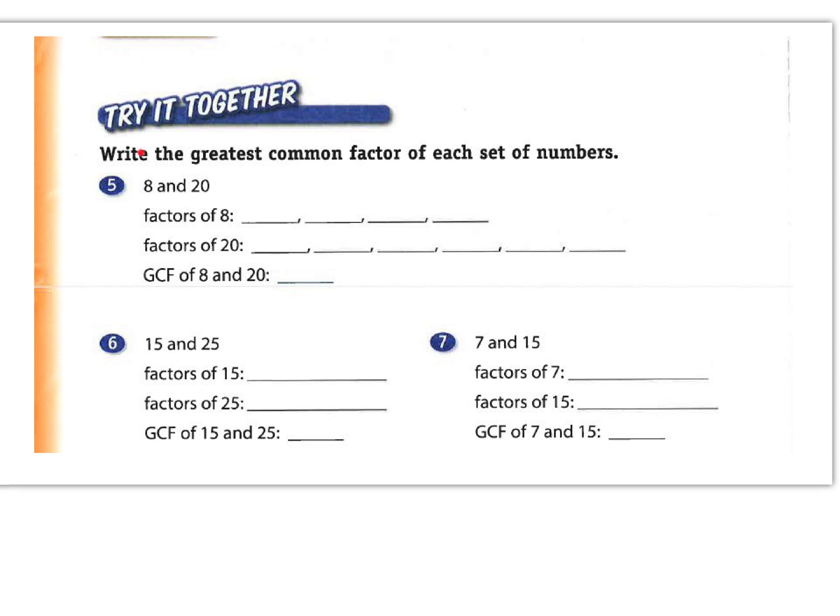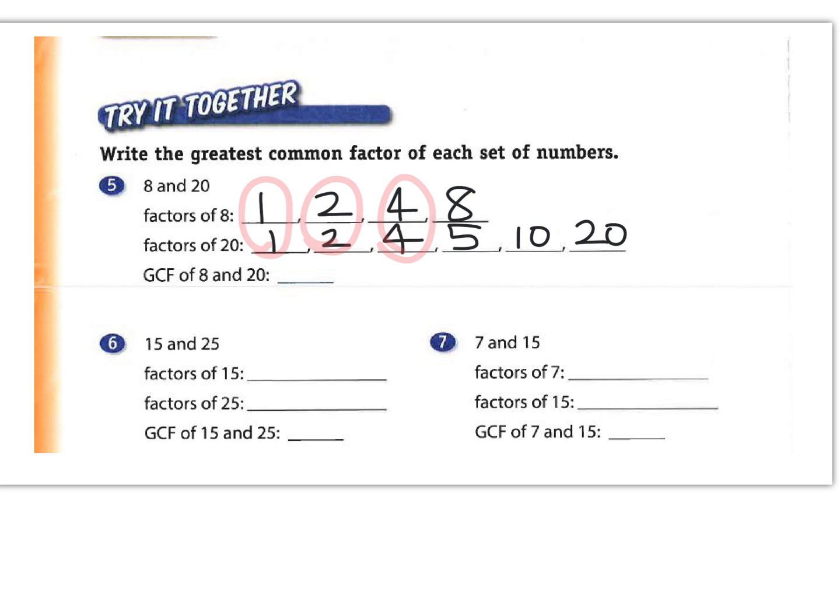All right, here it says, write the greatest common factor of each set of numbers. So 8 and 20. So we're going to find the factors of 8, find the factors of 20, and then find the greatest common factor. So we just did 8. We know 1 times 8, and then 2 times 4. And then 20 is 1 and 20. It's even also, so 2 times 10, and then 4 times 5 is 20. So the ones that they have in common are 1 and 2 and 4, and that's all they have in common, and the greatest one is 4. So the greatest common factor of 8 and 20 is 4.